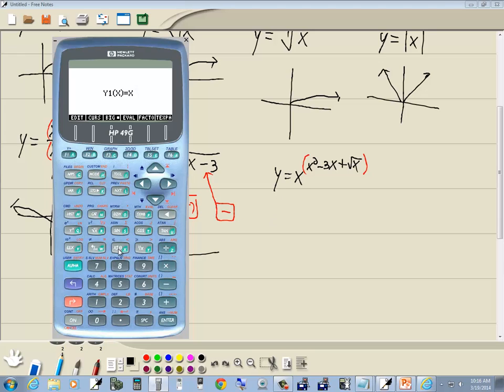I'll do my x squared, so I'll do my X key again. I'll do the Y to the X. And I'll do the second power. Now I'm currently up in the exponent, so I want to do a right arrow key to get out of the exponent before I do the minus 3x.